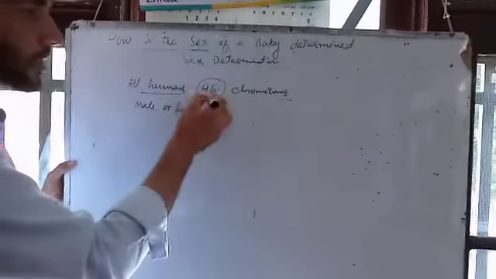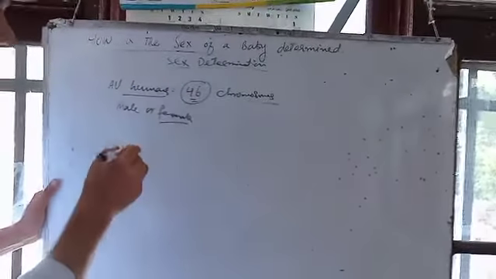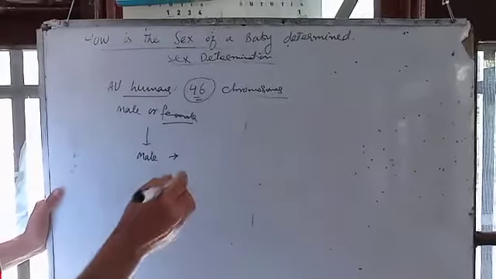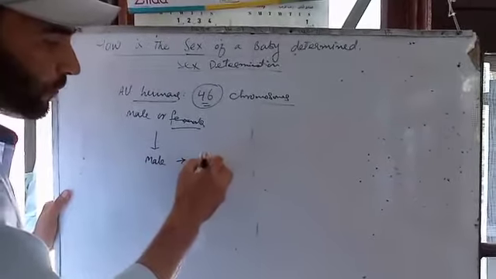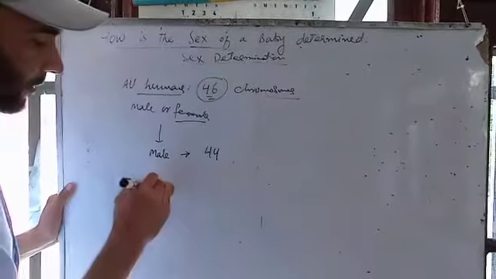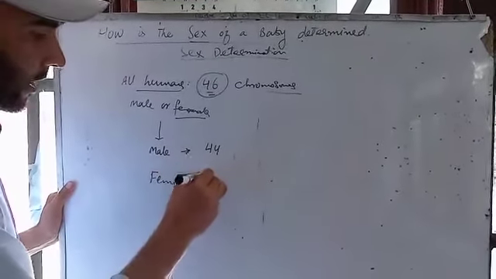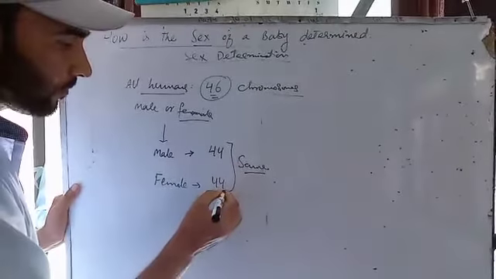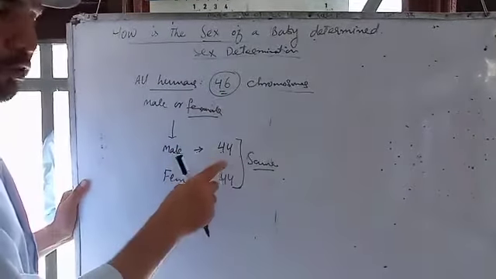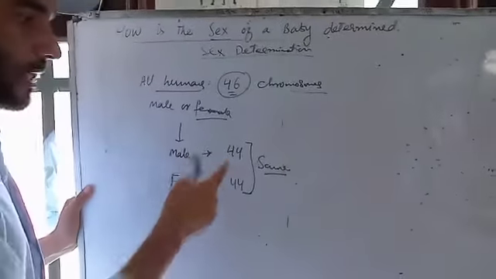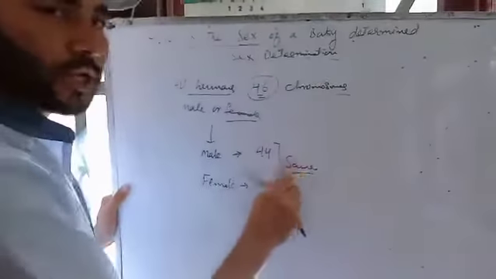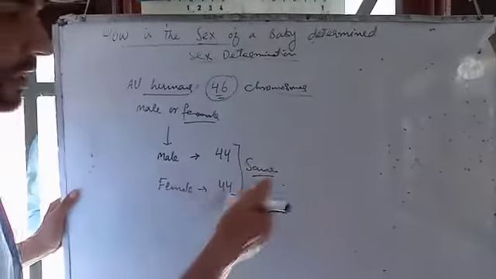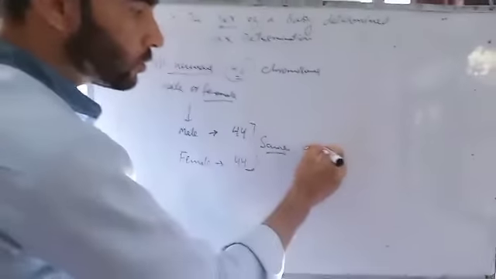And among these 46 chromosomes, male and female humans have 44 chromosomes the same. Among 46 chromosomes, males and females have 44 and 44, they are same. There is no difference between the 44 chromosomes of male and female. They are all same. That is why these are known as autosomes.